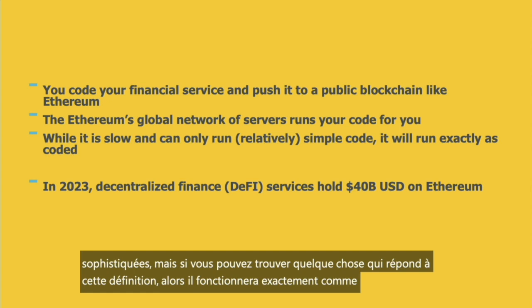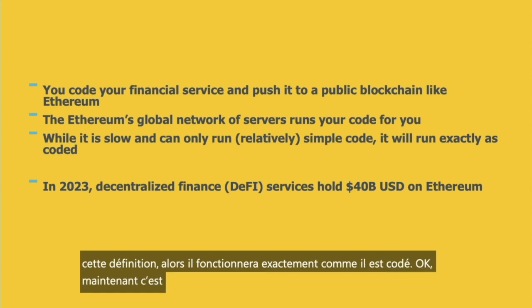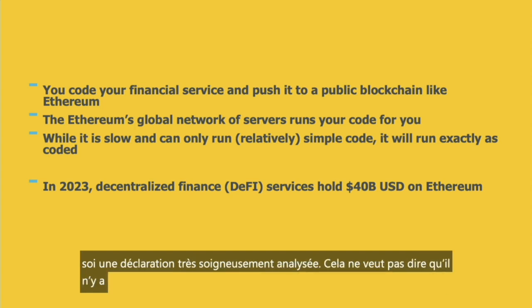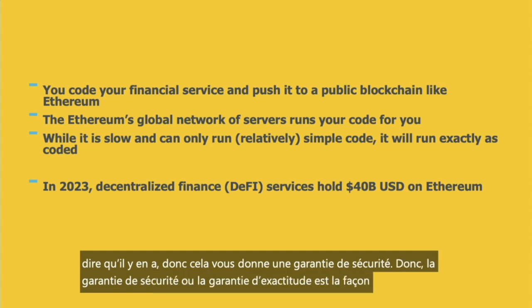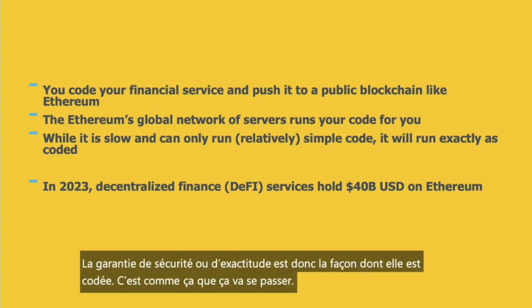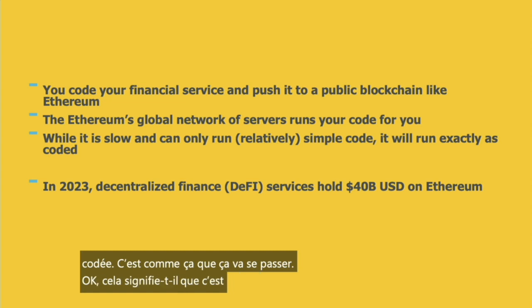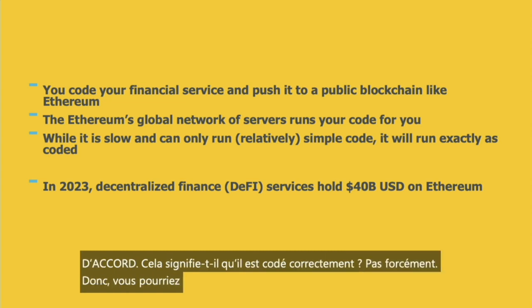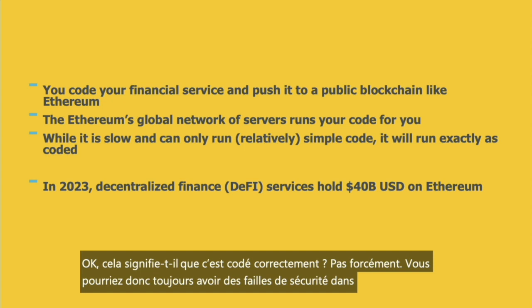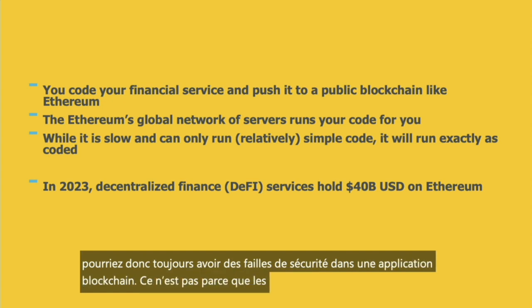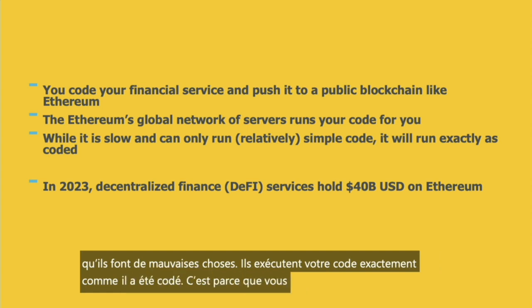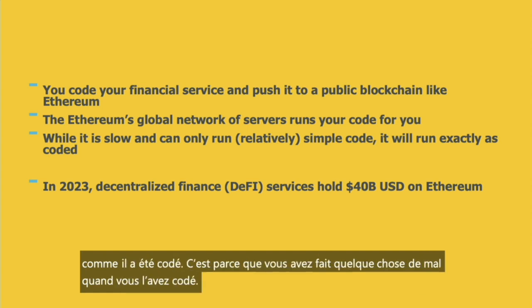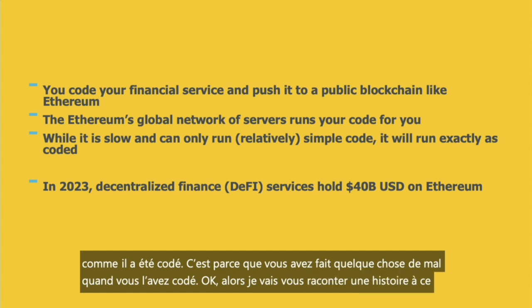Now, that's in and of itself a very carefully parsed statement. It gives you a security guarantee, or correctness guarantee: the way it's coded is how it's going to run. Does that mean it's coded correctly? Not necessarily. You could still have security vulnerabilities in a blockchain app. It's not because the computers were malicious and doing bad things. They're running your code exactly as it was coded. It's because you did something wrong when you coded it. I'll tell you a story about that in a second.